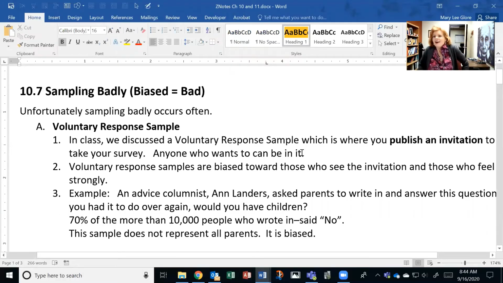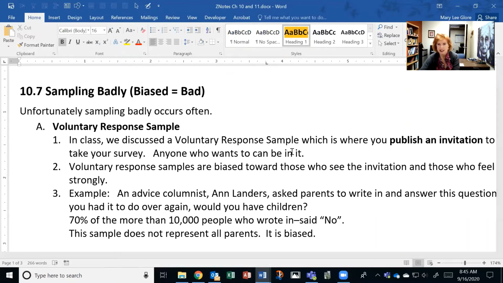All right. In class, we discussed samples, how to get good samples. We talked about simple random samples and stratified random samples, different things. And then we started talking about sampling badly. And bad samples are biased. Bias is a tendency to overemphasize certain aspects of the population and then underemphasize other aspects of the population.